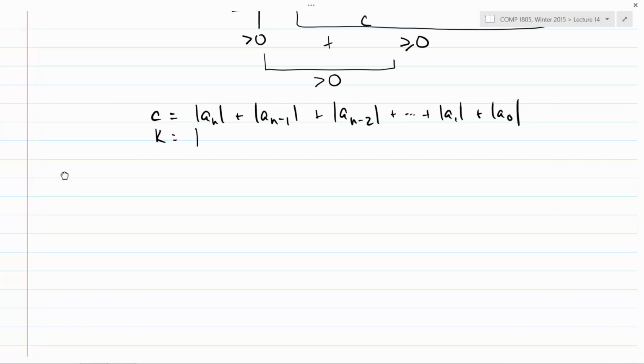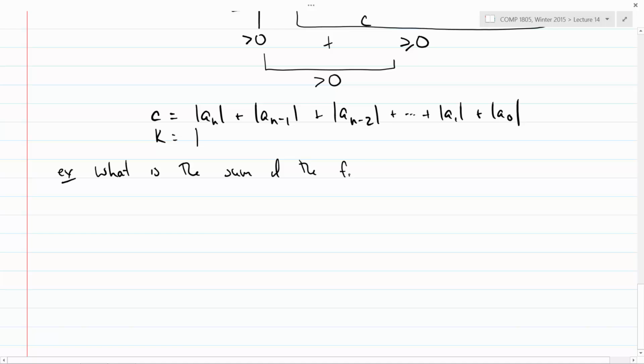Let's do another example. This is something we've already seen before. What is the sum of the first n positive integers? So we already know what it is exactly. We know it's n times n plus 1 over 2. So if we wanted a big O estimate for this thing, what should that be?